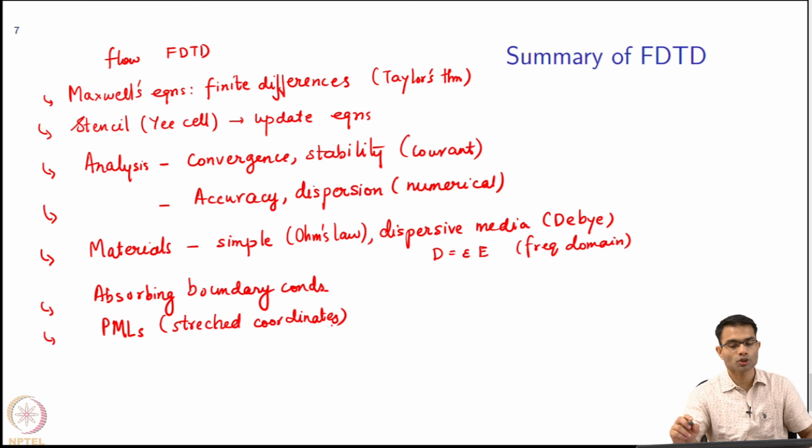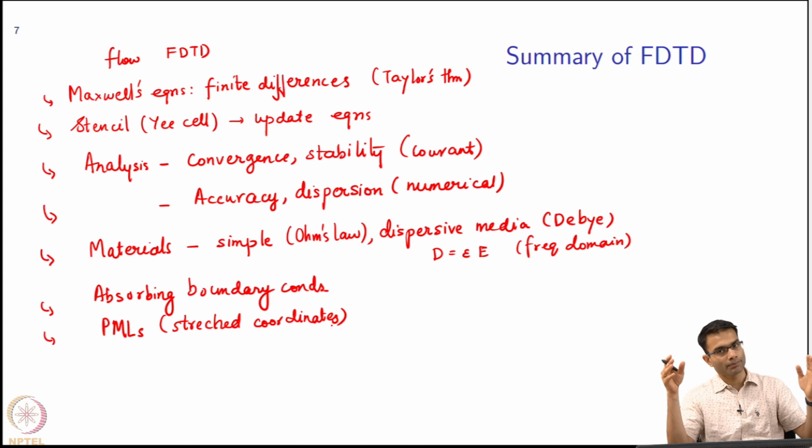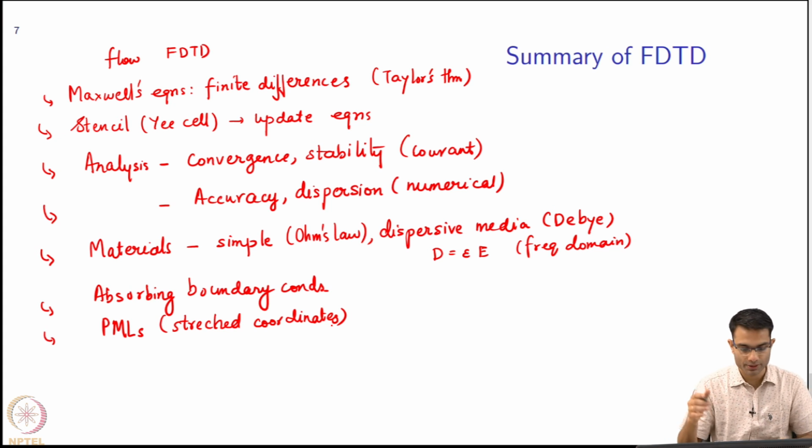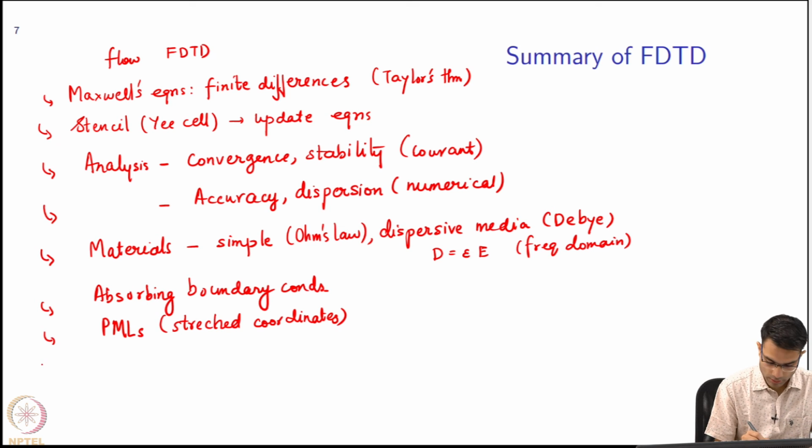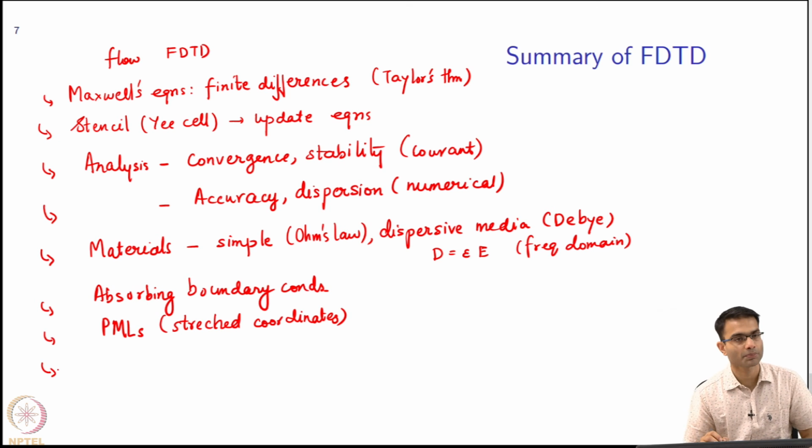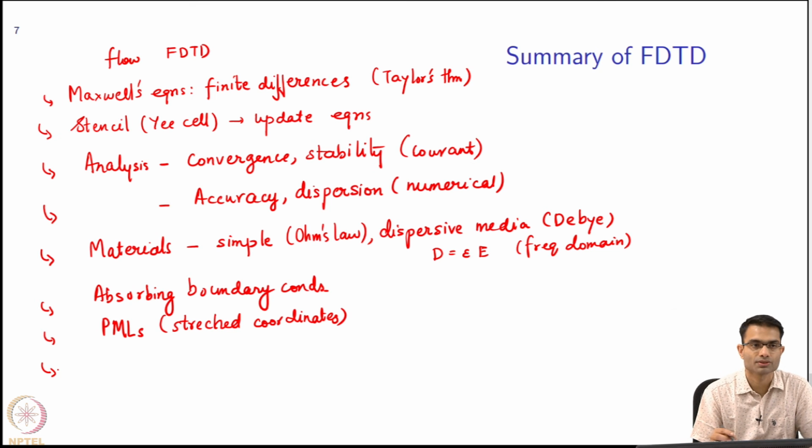We were saying that the first order ABC, even if I implement it in a lossy medium where there are evanescent waves, even in a 1D case, does not give 0 reflection, it gives some reflection. So, it was a disadvantage of ABC. After having looked at PMLs, the last aspect that we looked at was sources, right.